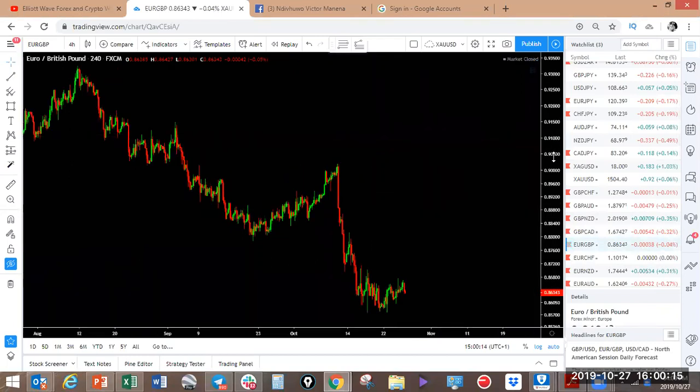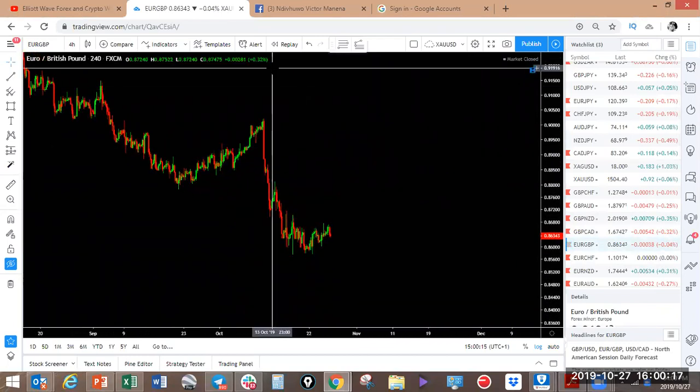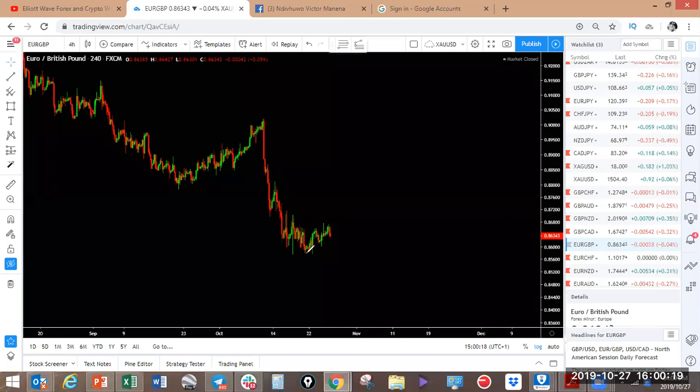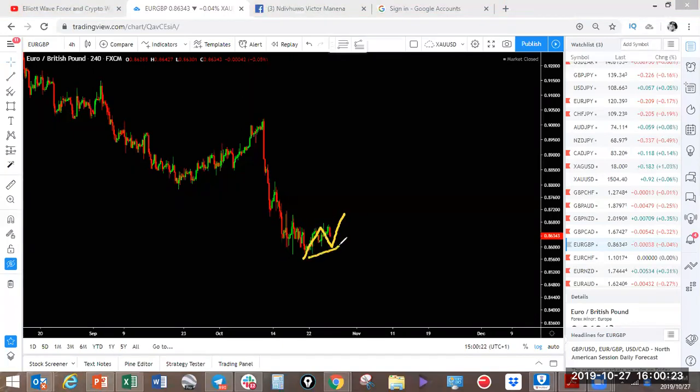Now euro pound is pulling back. So if we're expecting, we're doing the euros now. If we're expecting the pound pairs to continue higher, at least even if it's for 1 more up, then euro pound should go 1 down before pushing higher. But it should complete this corrective structure.